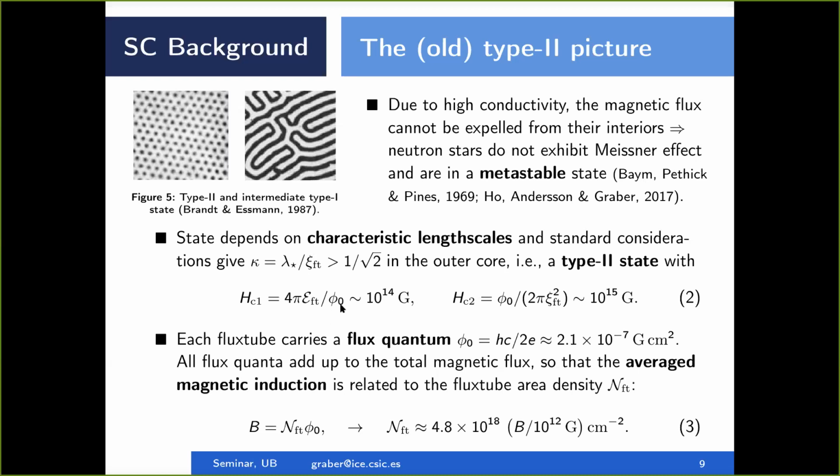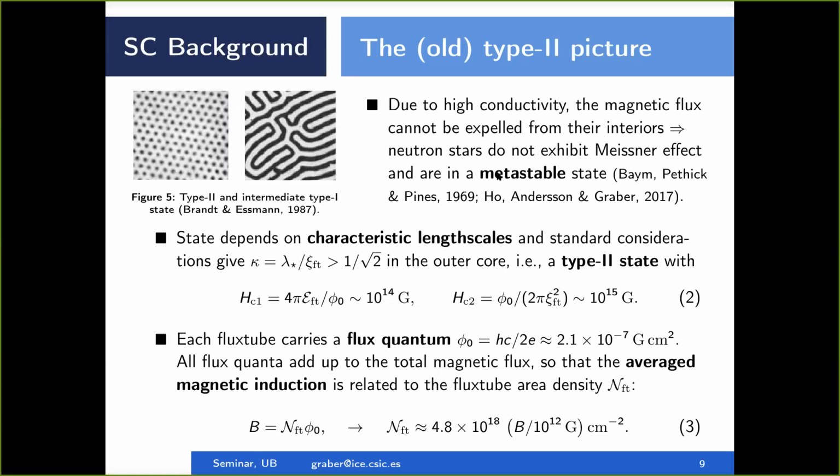In principle, you can use standard textbook expressions to calculate what the lower critical field and the upper critical field are. And you see that they're on the order of 10^14 Gauss to 10^15 Gauss for neutron star matter. And in principle, a lot of neutron stars actually have fields that are lower than this value.